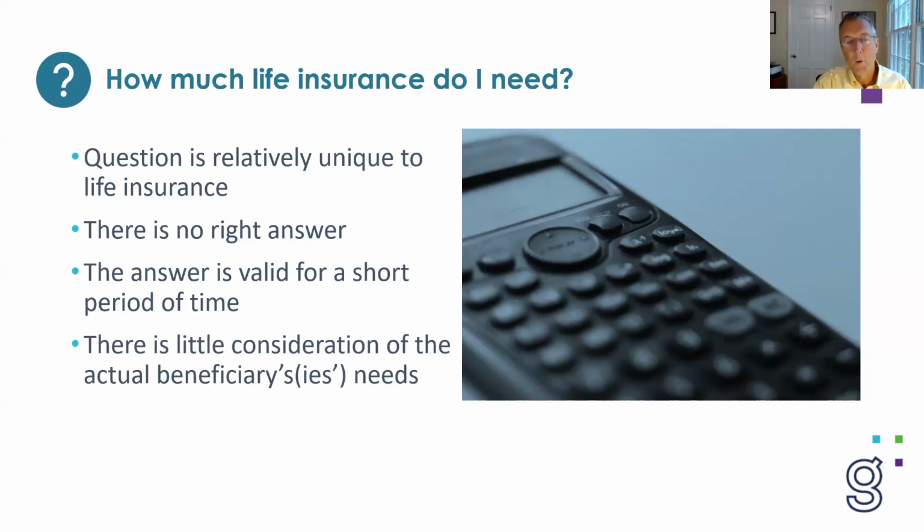But what's also important is that we don't really consider the actual beneficiary's needs very much. They're kind of in the background, but when we look at a calculator, there's no questions about beneficiaries, right? Not a single one. They ask about what your income is and how many years of coverage you think you need replaced, things like that.